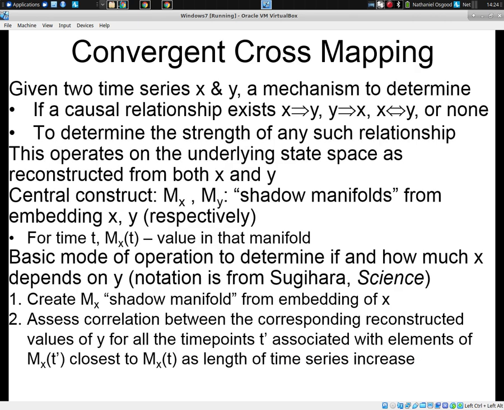So I want to talk about convergent cross-mapping. Before I do that, maybe I'll ask, are there any questions about what I've covered thus far? No? Okay. I will take silence as assent. No questions. I will take it as an okay for me to proceed.